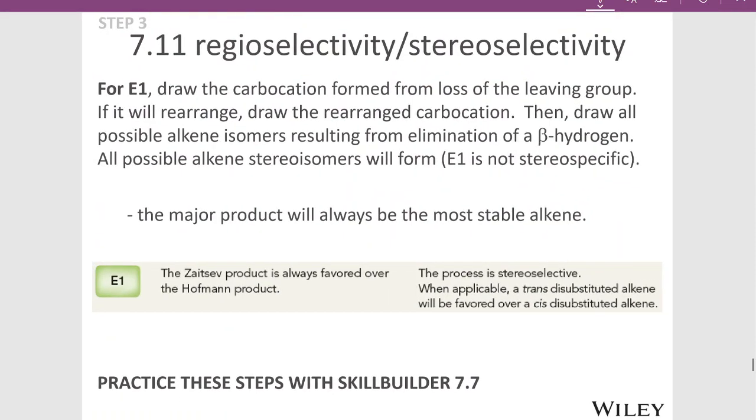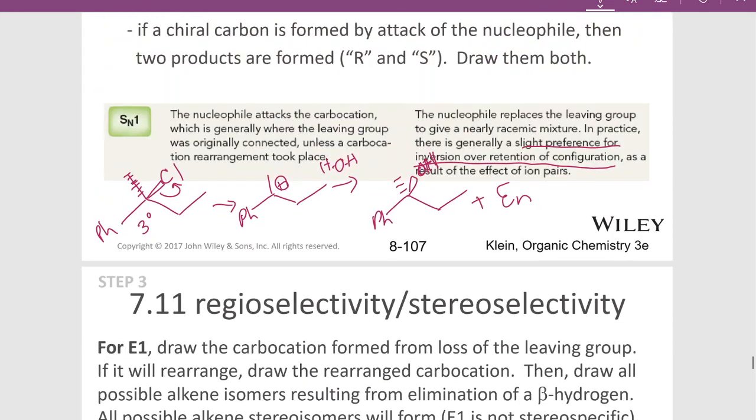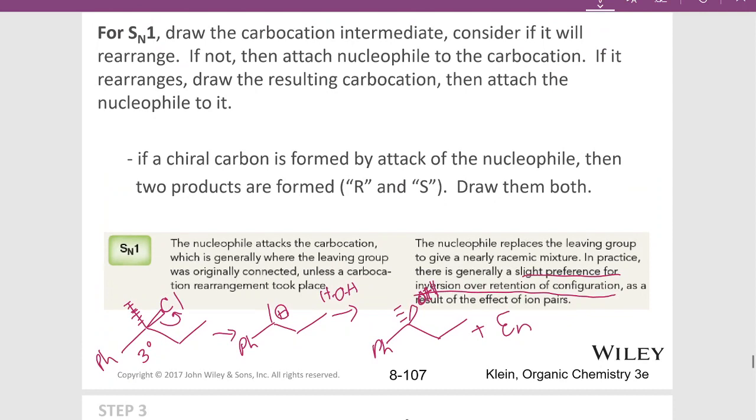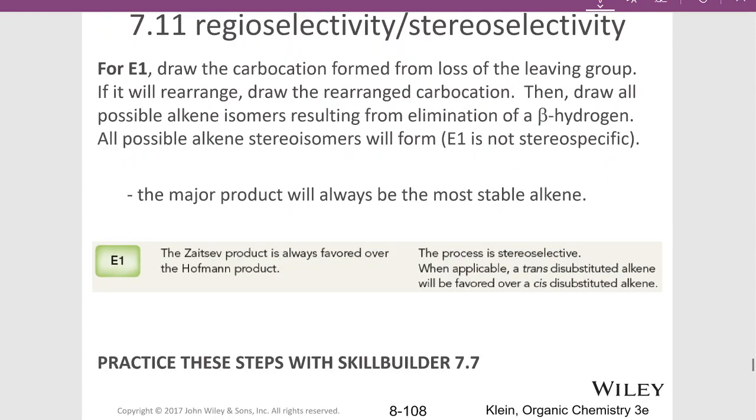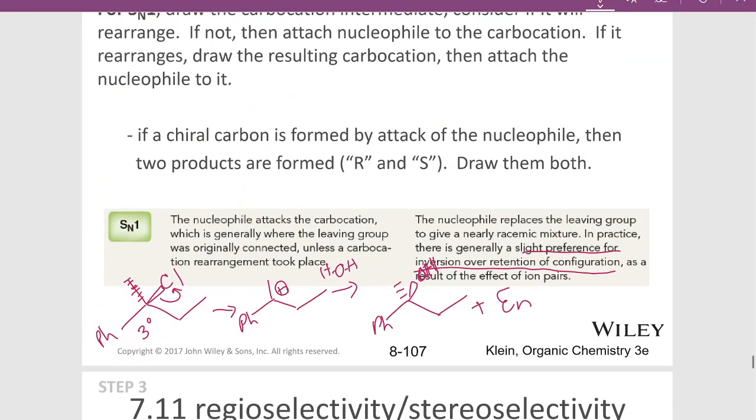So for E1, we also form a carbocation, but for the loss of the leaving group, if it'll rearrange, then we draw a rearranged carbocation, then draw all the possible alkene isomers resulting from elimination of the beta hydrogen. So we actually could have gotten an E1 reaction for this. Let's just draw this carbocation here.